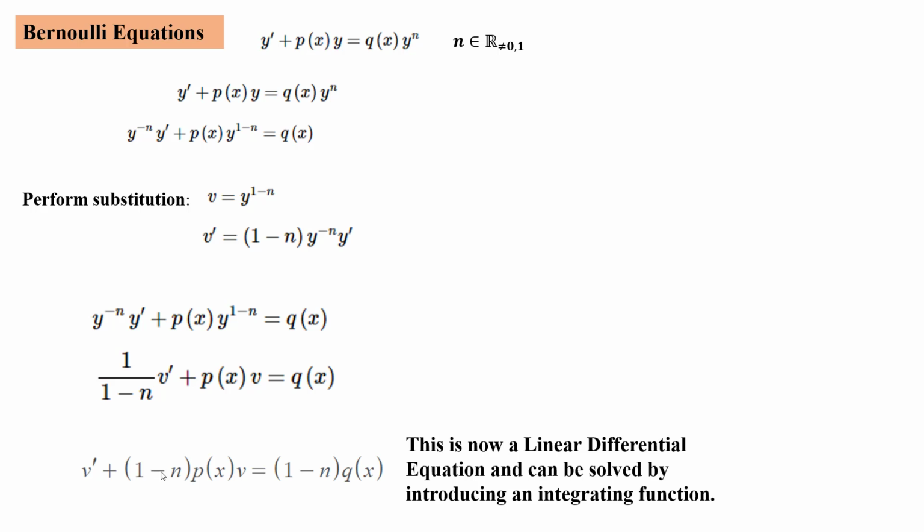And then you can multiply each term by 1 minus n. So you get v prime, a derivative, plus remember 1 minus n is just a constant. A function of x times the function equals a function of x. So this is a linear differential equation and can be solved by introducing an integrating factor. So yes, that's how you solve a Bernoulli equation. You force them to look like linear differential equations by introducing this substitution.